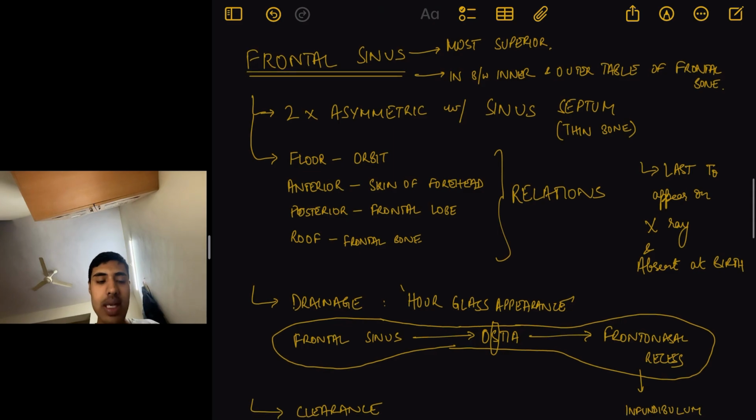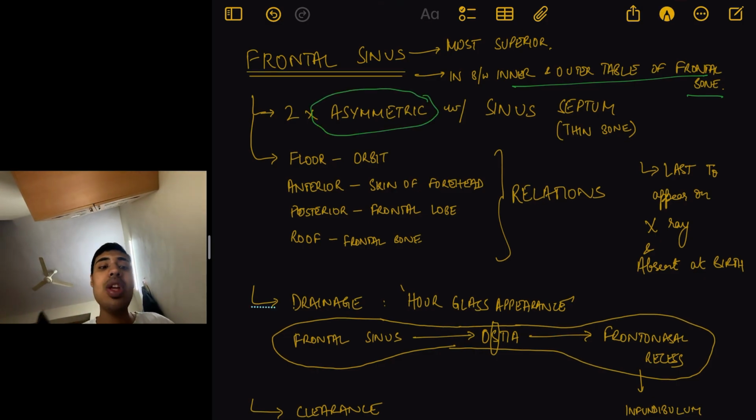Now, frontal sinus is the most superior sinus. Frontal sinus is located in between the inner and the outer table of the frontal bone. You have two frontal sinuses which are asymmetric in nature, and very, very important, you have a septum. Between the two frontal sinuses, you have a very thin bony septum known as intersinus septum.